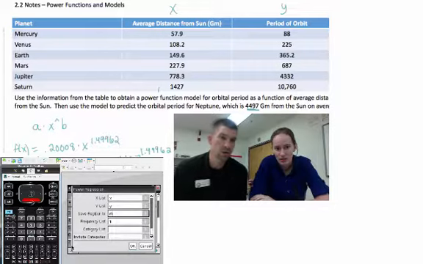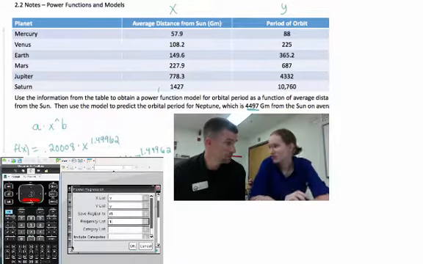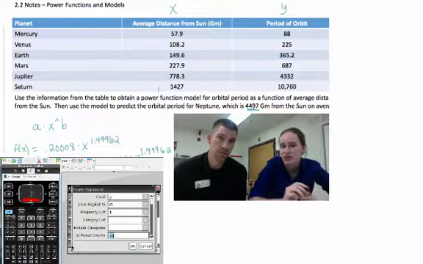So this problem starting off looks really painful, but it wasn't so bad at all. You just had to do power regression in your calculator. And that's it.